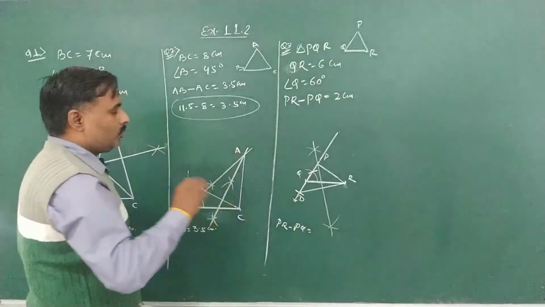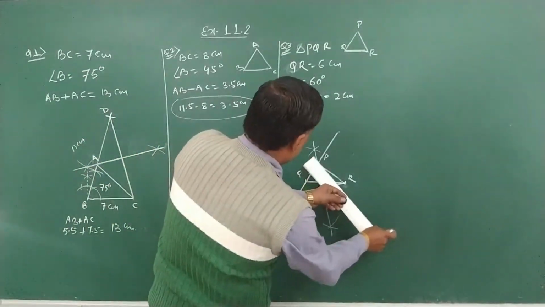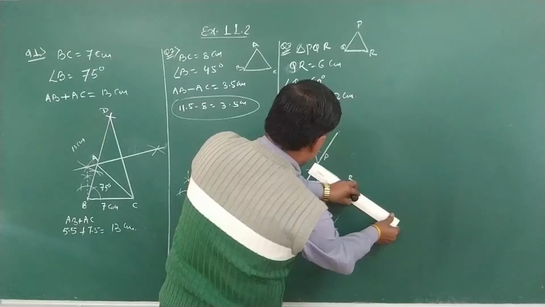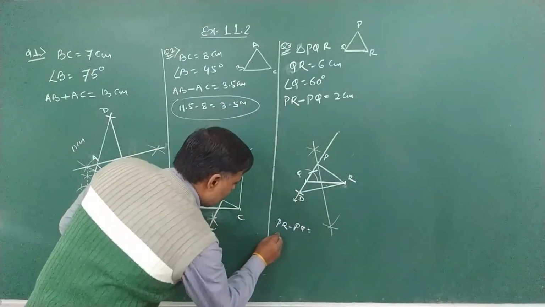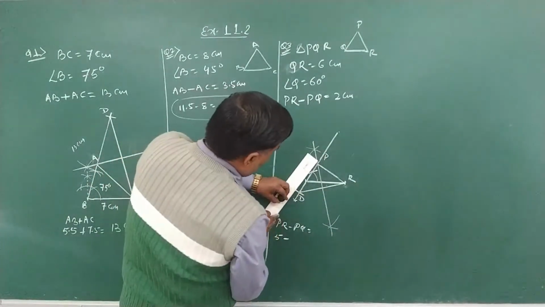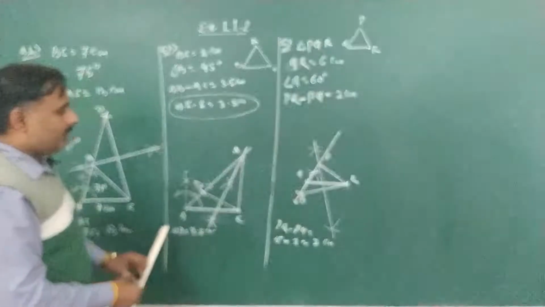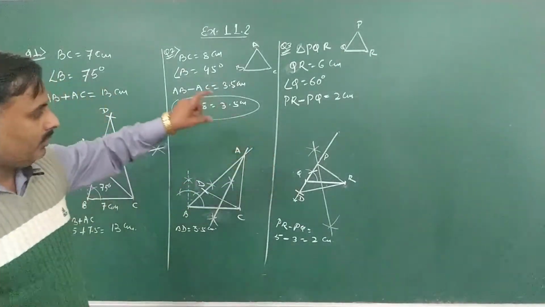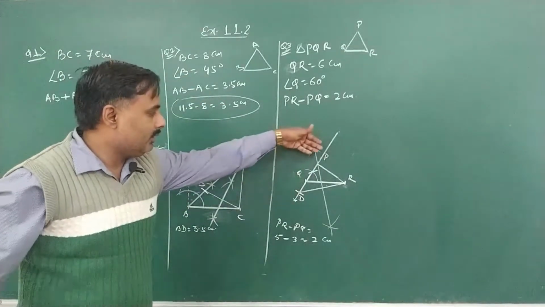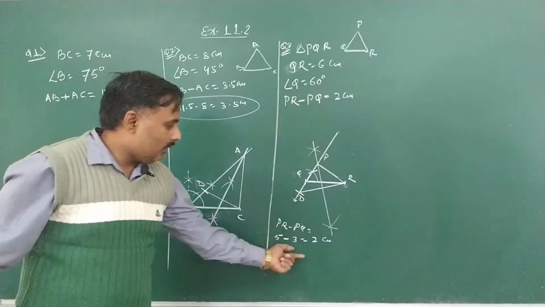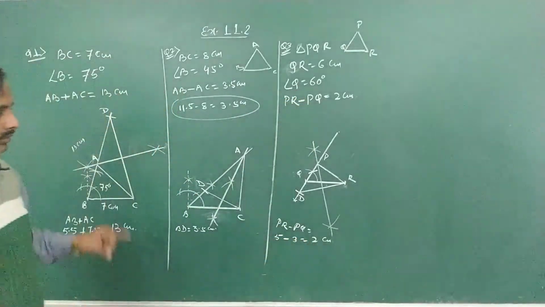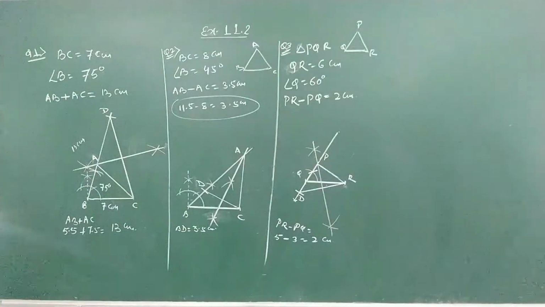You can check it by subtracting PR minus PQ. You get 2. So what is PQ here? You can check our construction: 5 minus 3, so we got 2 centimeter. If the difference is not in sequence and you take D in the upper part, your answer will come in negative. So that's why I'm saying when the difference is not in sequence, you will take that part in the lower section. Now question number 4.